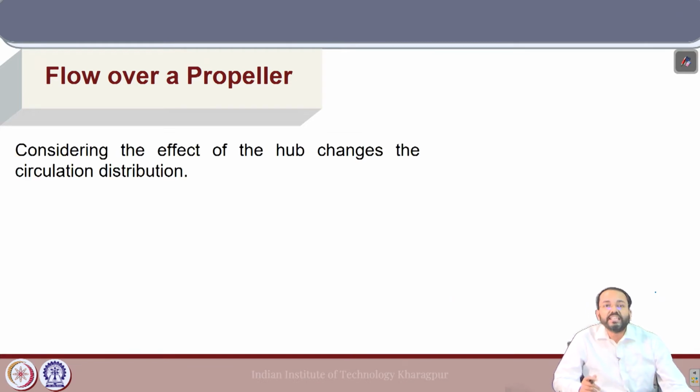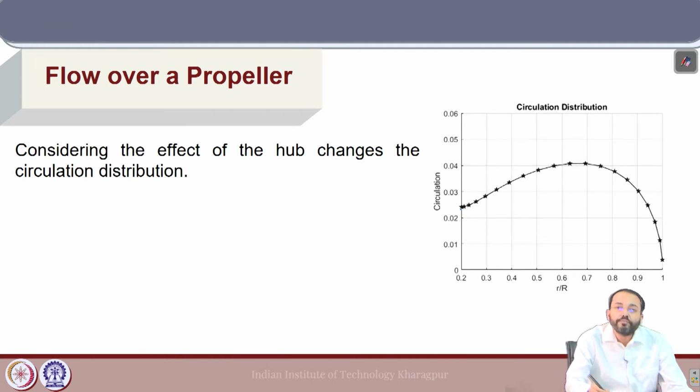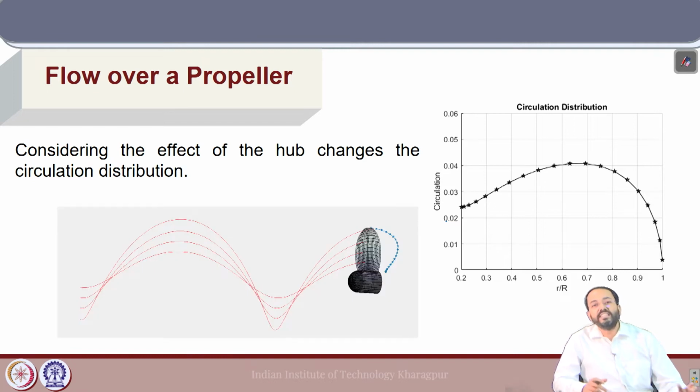Now, if we consider the effect of the hub, then the circulation distribution will be slightly different. So, this is the original circulation distribution from the root of the blade to the tip. If we consider the effect of the hub, the circulation will not be 0 at r by R of 0.2. Here we take the hub radius as 20% of the propeller radius. So, it will have a finite value, because now, considering the hub, that part of the blade does not end in fluid. So, it will have a finite value of circulation, which also slightly changes the trailing edge vortex pattern behind the propeller blade. It is still helicoidal, but the values will be slightly different.